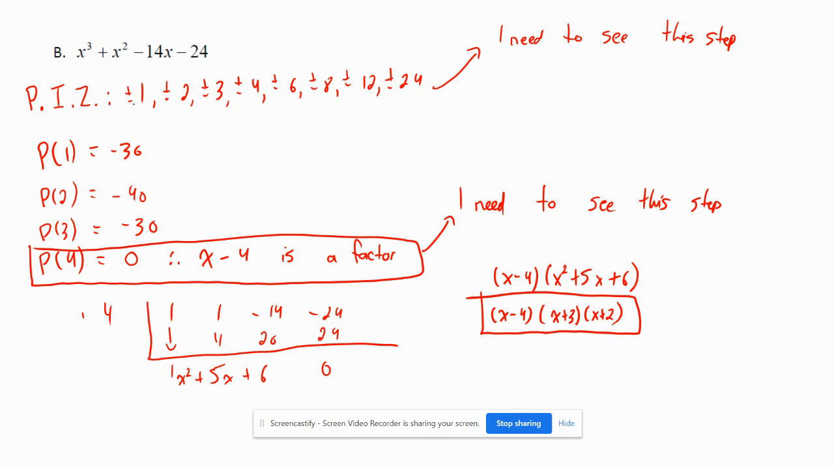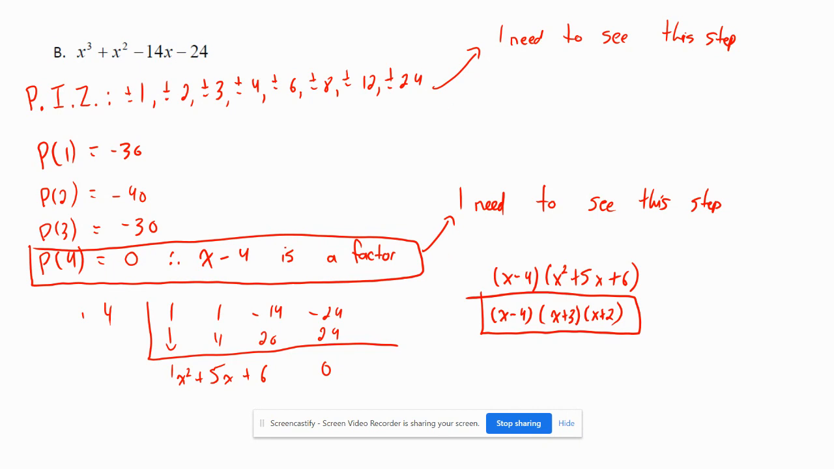Step 2 is you want to start testing these zeros one by one until you get one that gives you a remainder of 0. So in this case, it took us 4 guesses. We finally got P of 4 equals 0. Therefore, x minus 4 is a factor. Okay. I need to see this step and this step for full marks. So you need to write this down on your paper.